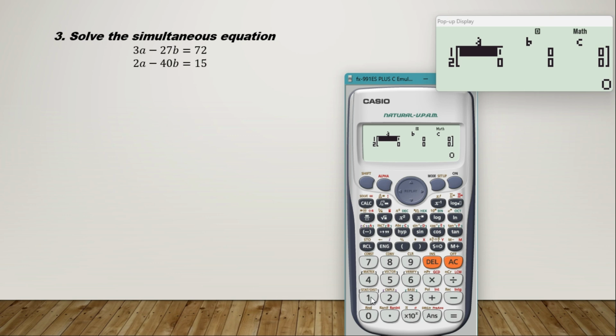And so I have 3, negative 27, then 76, 72, then press the equal sign. It comes down to the next equation, so you key in the next equation: 2, negative 40, then 15, and press the equal sign. So you have 75 over 2, and then 3 on 2.